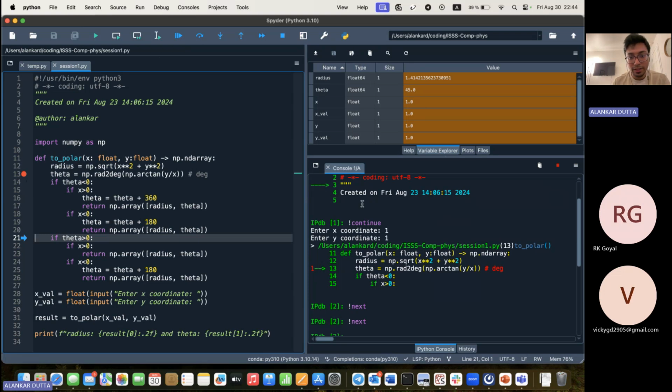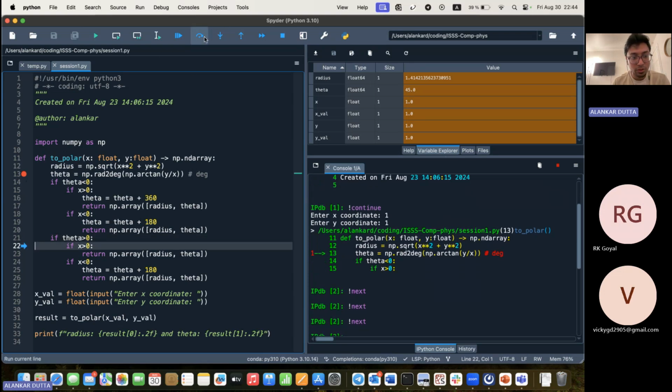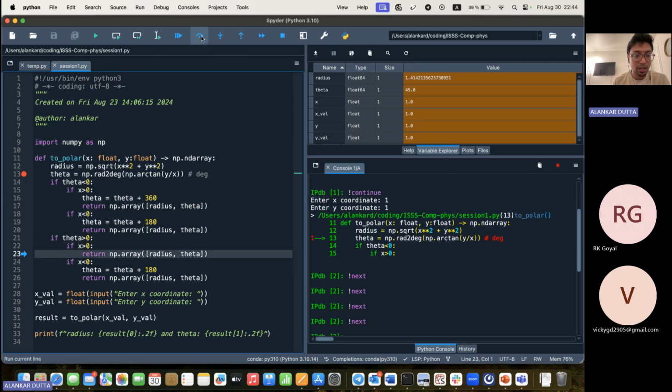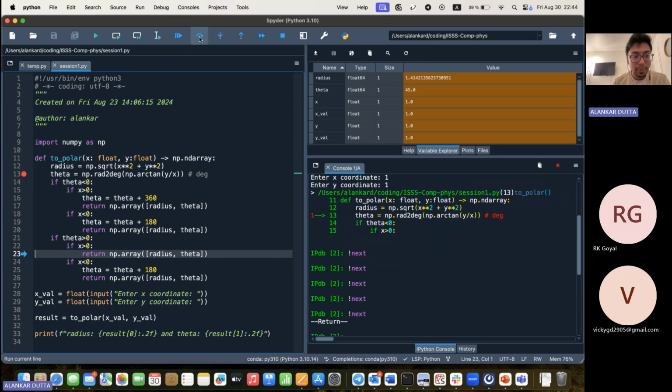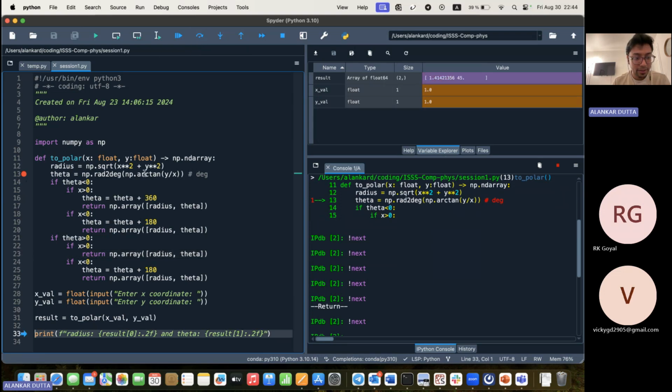And here now theta is greater than 0. So the if statement is true, it goes in, and now it checks for x. So x is greater than 0. So it says, okay, fair enough, I am here. And now it goes to line 23, where it just returns radius and theta. And once you do this, it's still here because it's a return statement. You have to run it twice for the return, and then you come back. So here you have come back and you see that the result is here.